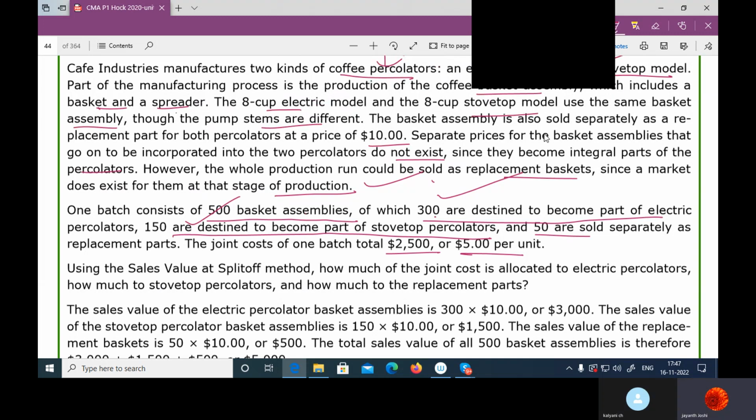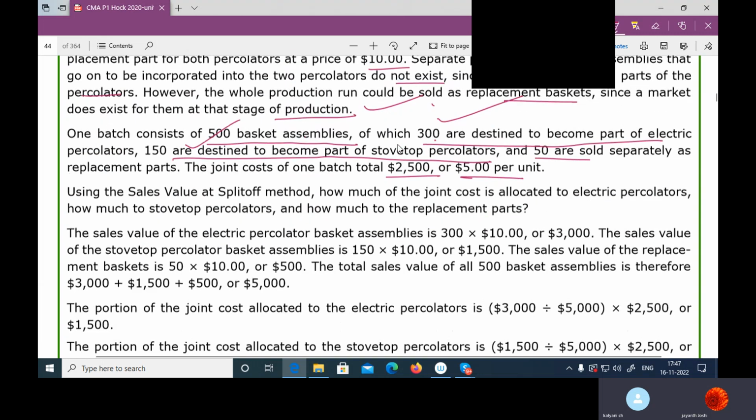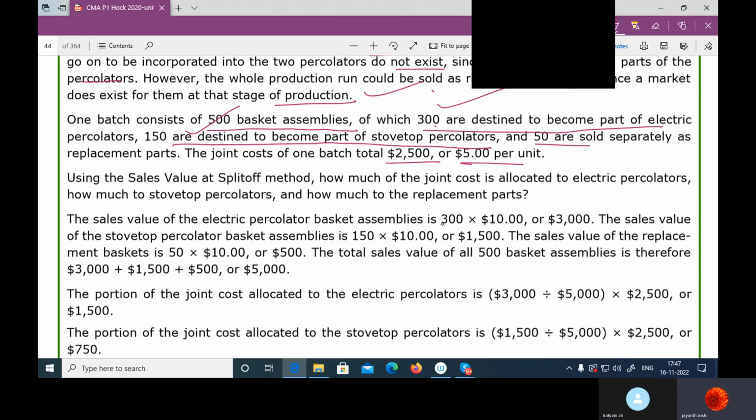No, the basket assembly, which is sold separately as a replacement part for both. Yes, the basket assembly price is $10. Sorry, not percolator, basket assembly. So for the basket assembly, 300, which is going for electric percolators, the value is this much. We can sell it at this price in the market, and for 150 it is this much, and for 50 it is this much. We got the total revenue of this, correct?